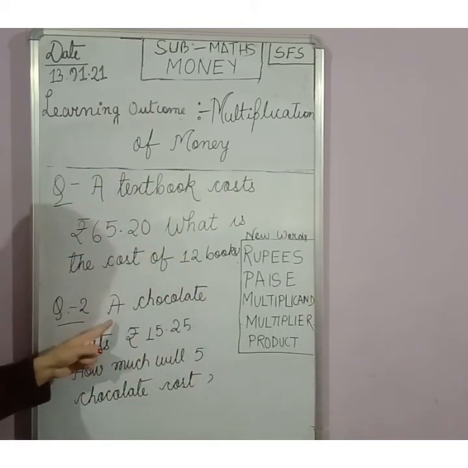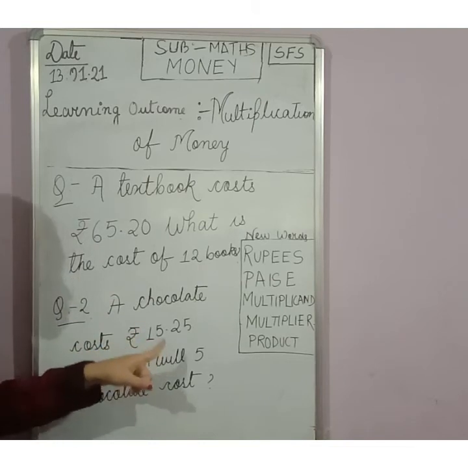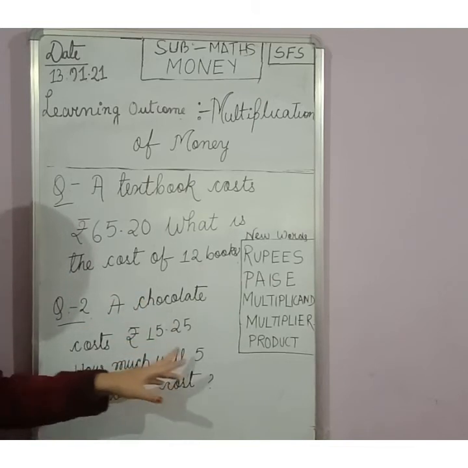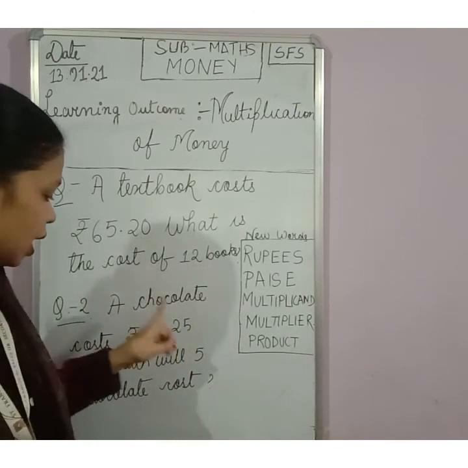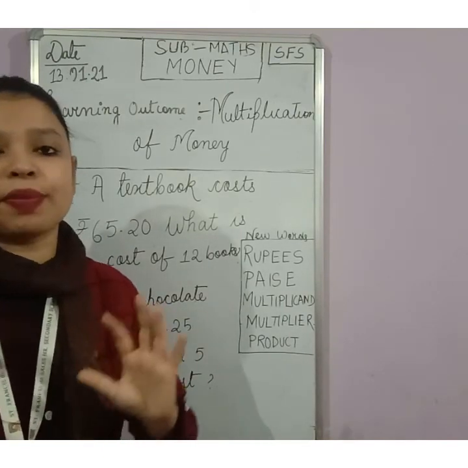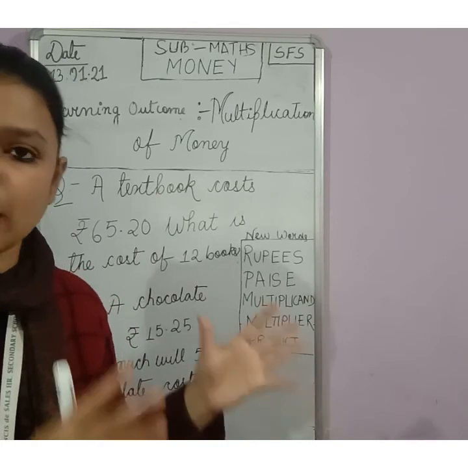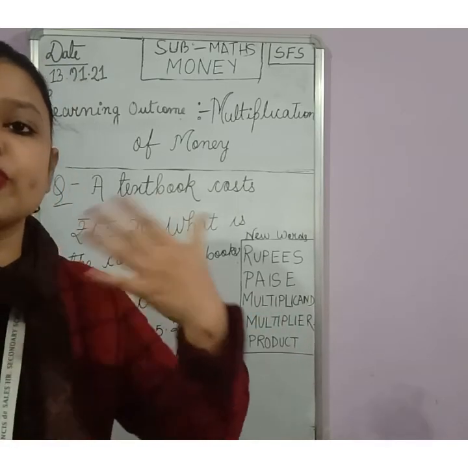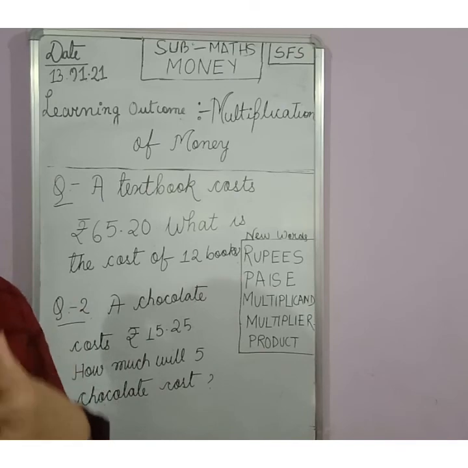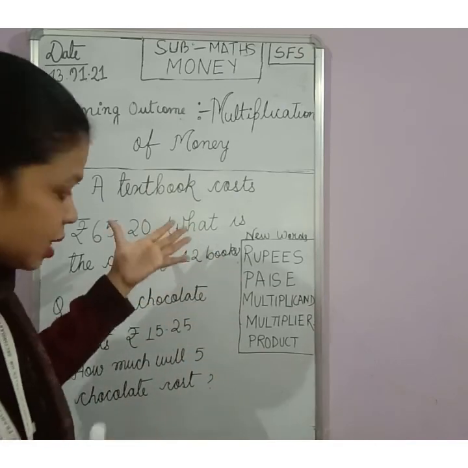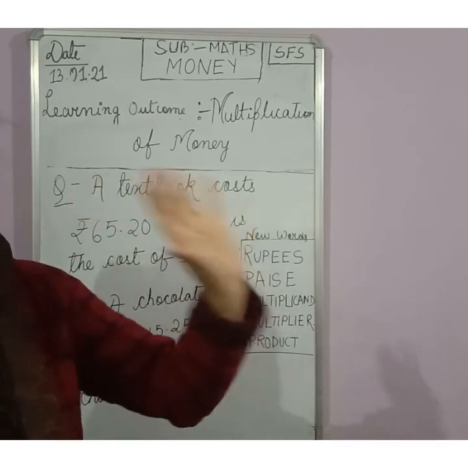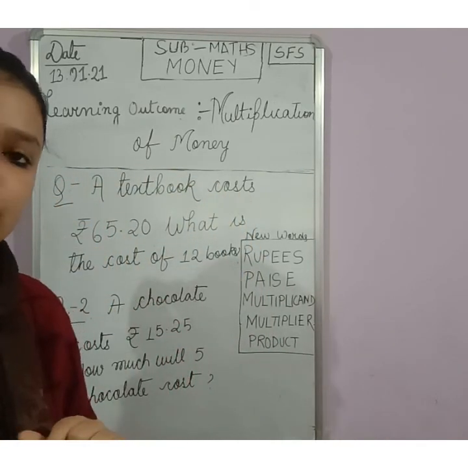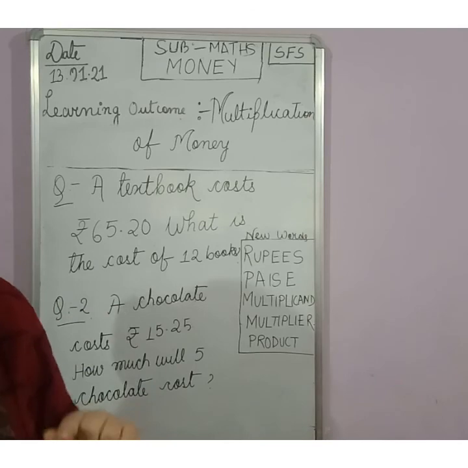The second question is, a chocolate cost rupees 15 and 25 paise. How much will 5 chocolate cost? Okay, so if one chocolate is rupees 15 and 25 paise, what is the price for 5 chocolates? Similarly, you have to do what? Multiplication, and you have to find a value. Now children, when you are using multiplication in real life, in terms of money, make the rupee and the paise column, and don't forget to use the sign used for rupees.